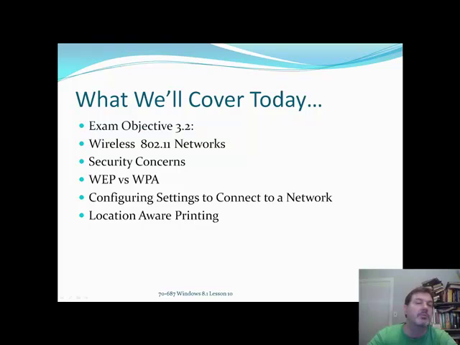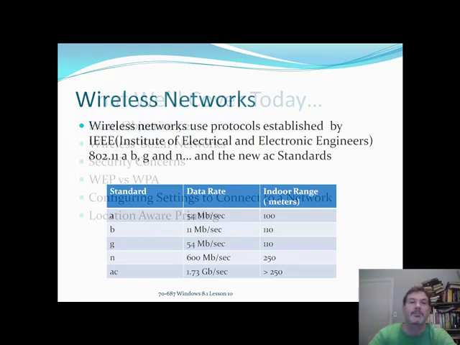As part of that mitigation method, we're going to look at two encryption protocols, the two predominant encryption protocols in wireless networks today, WEP and WPA. And then as we start rounding out the conversation, we're going to look at some other ways to configure settings to connect to a network, i.e. Ethernet. And we're also going to look at a new feature, the Location-Aware Printing feature. So let's go ahead and get started.